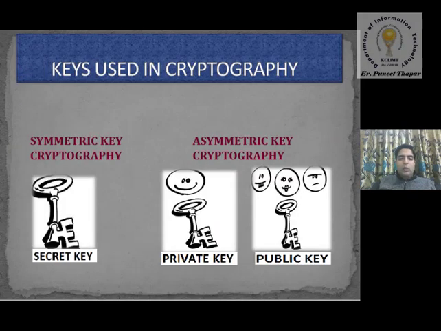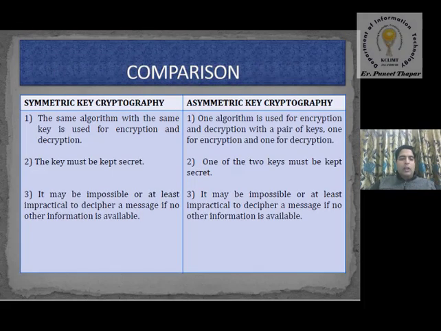Keys used in cryptography: symmetric key uses only a secret key, and asymmetric key uses a private and public key. The secret key is also called a shared key, and symmetric key also uses a shared key. So this is the comparison. Today we will discuss a brief comparison between them.